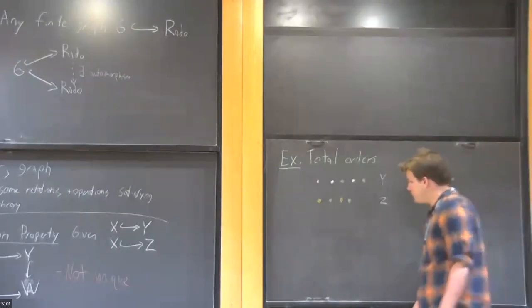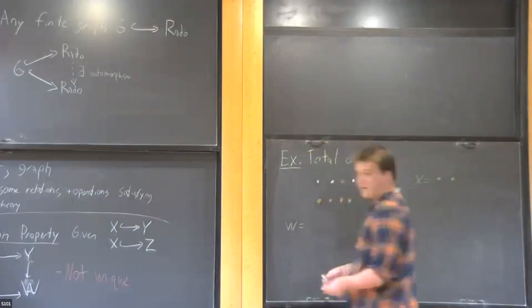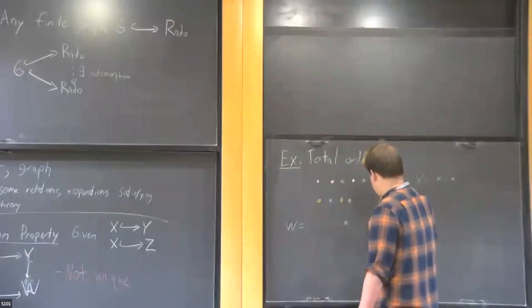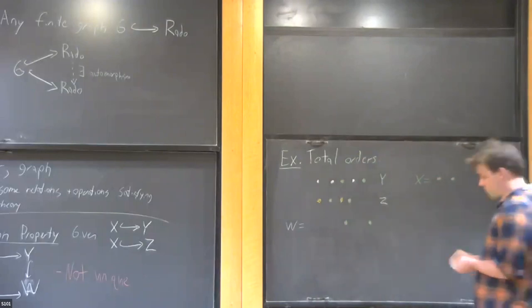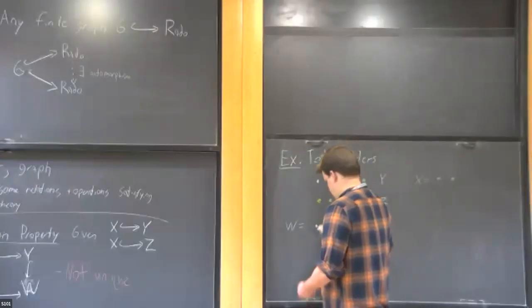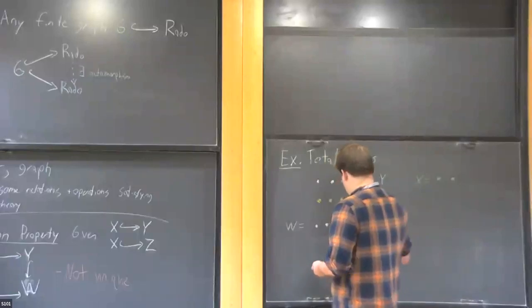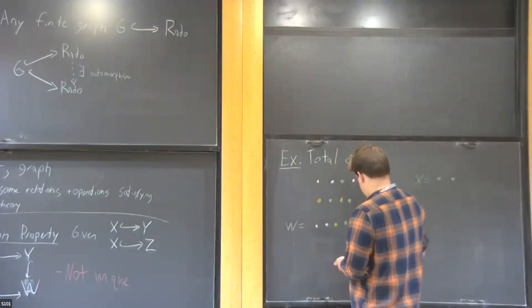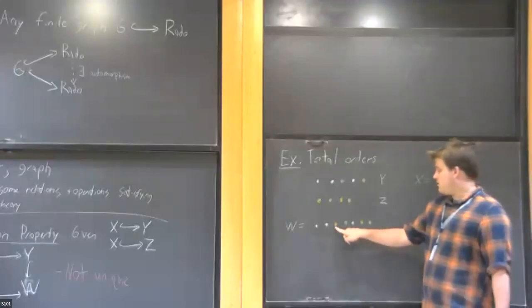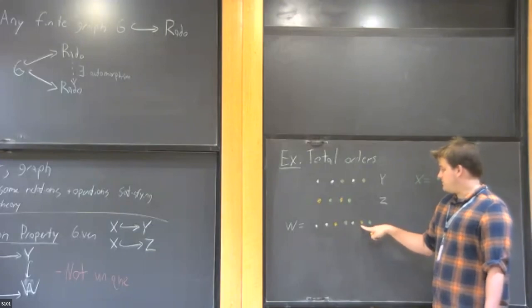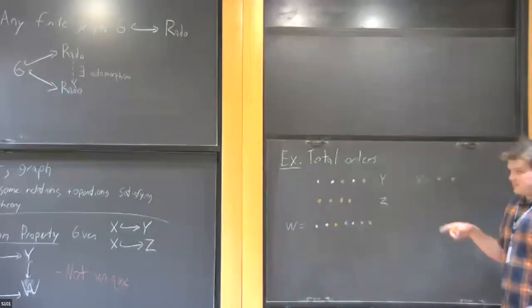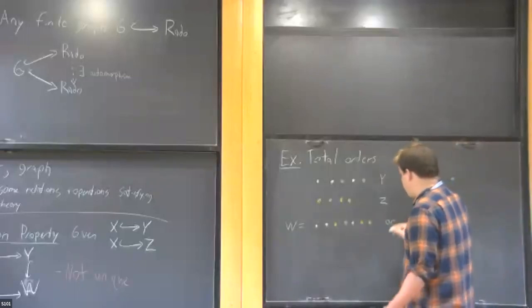Great. Okay, so W can be a few different things. The important thing is we have these two vertices X that are going to be fixed. And so, okay, one way I could do this is like this. Right, so if we ignore the orange points, this is just a copy of Y. And if we ignore the white points, it's a copy of Z. But that's not the only way we could do it, right?